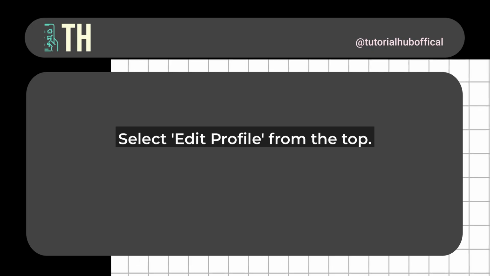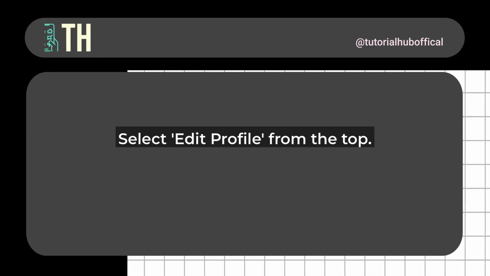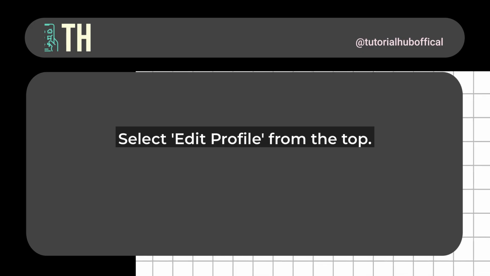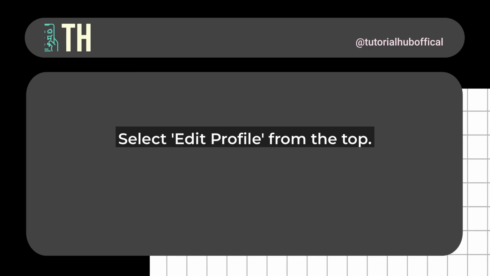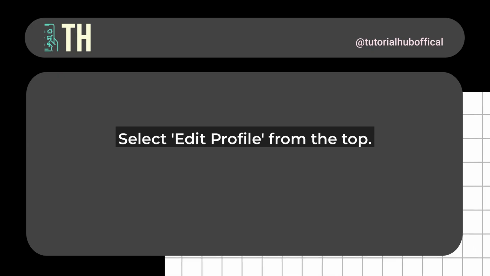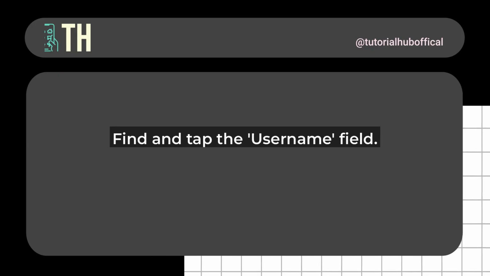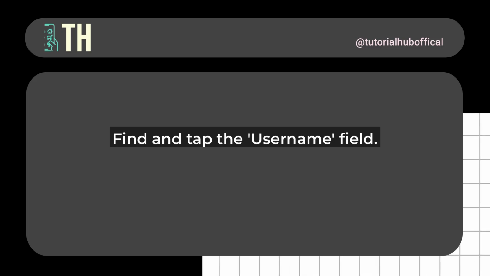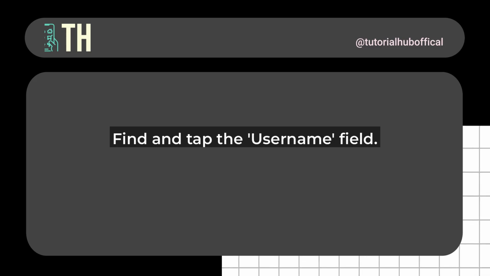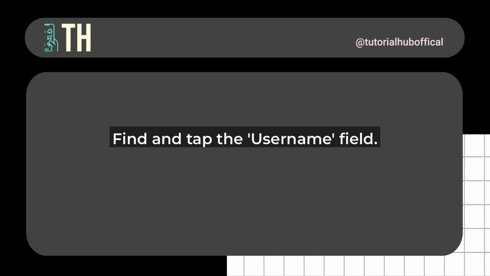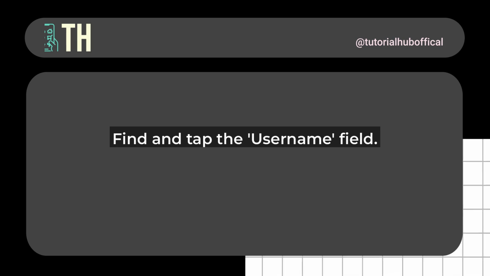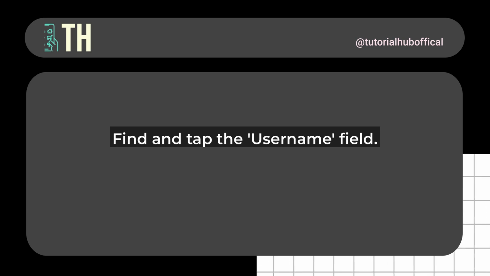Once you're on your profile page, look for the Edit Profile button. It's usually right at the top. Go ahead and tap that. Now, scroll down until you see the Username field. This is where the magic happens. Tap on it, and you'll be able to type in your new desired username. TikTok might suggest some options if your first choice is taken, so keep that in mind for availability.